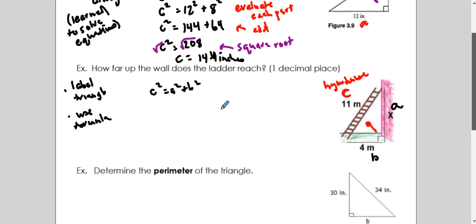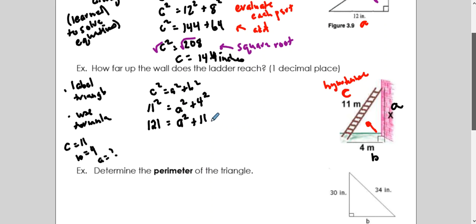But what do I know? Well, I know C is 11, B is 4, and I don't know A. So let's put that in. I have 11 squared. I don't know A, and that's fine. B squared, that's 4 squared. Now I can go to my calculator, just like I did up there, and evaluate each part. 11 squared is 121. I don't know anything about A, so I'll leave it alone. 4 squared, I know that's 16.